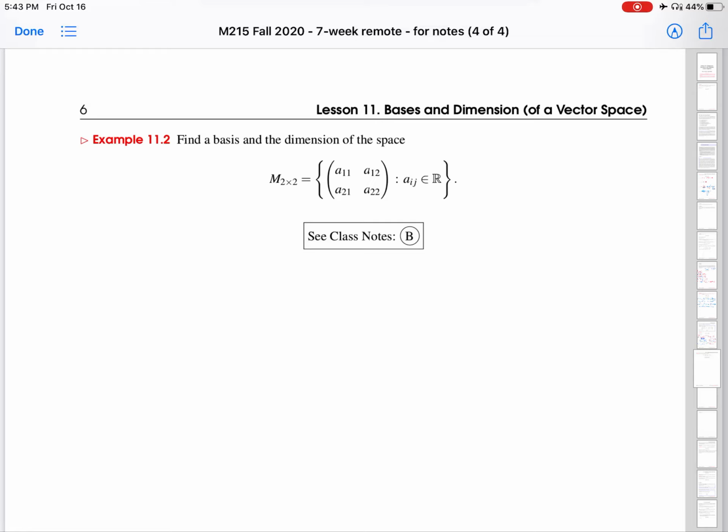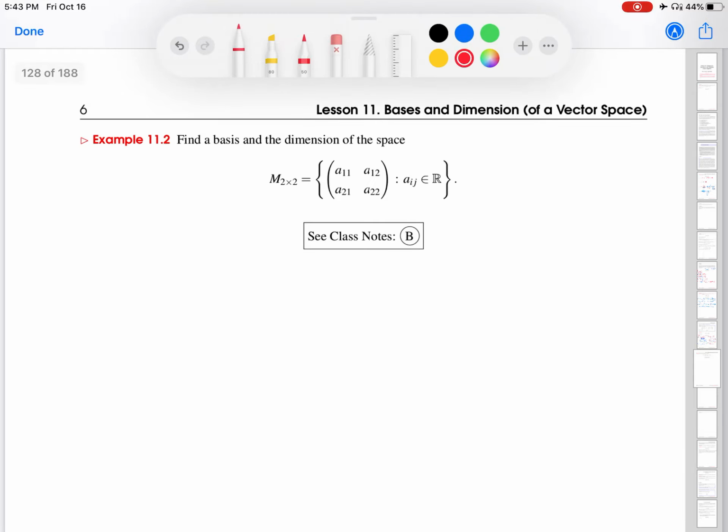In this example, I'm asked to find a basis and the dimension of this space. So this is known as a space of 2 by 2 matrices with real entries. So we want to find a basis for this, right? We want to find a set of 2 by 2 matrices with real entries that are linearly independent and span the space.